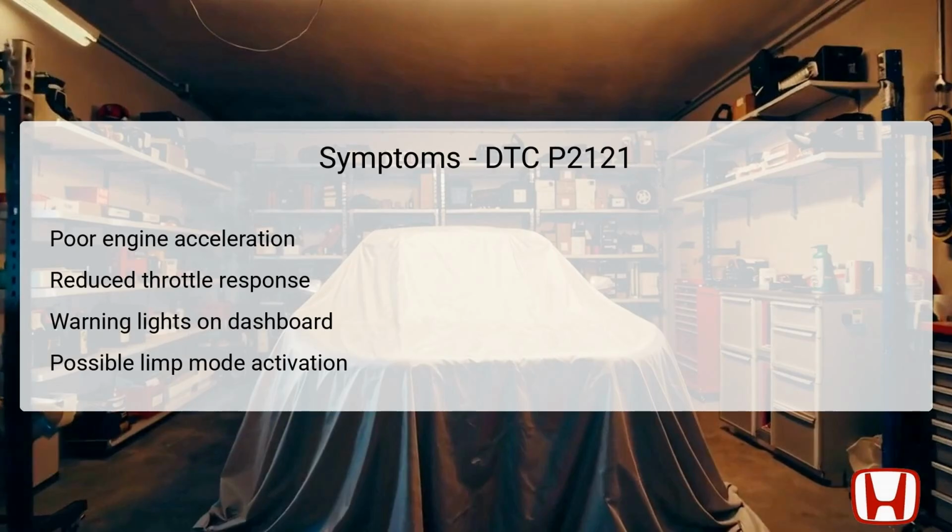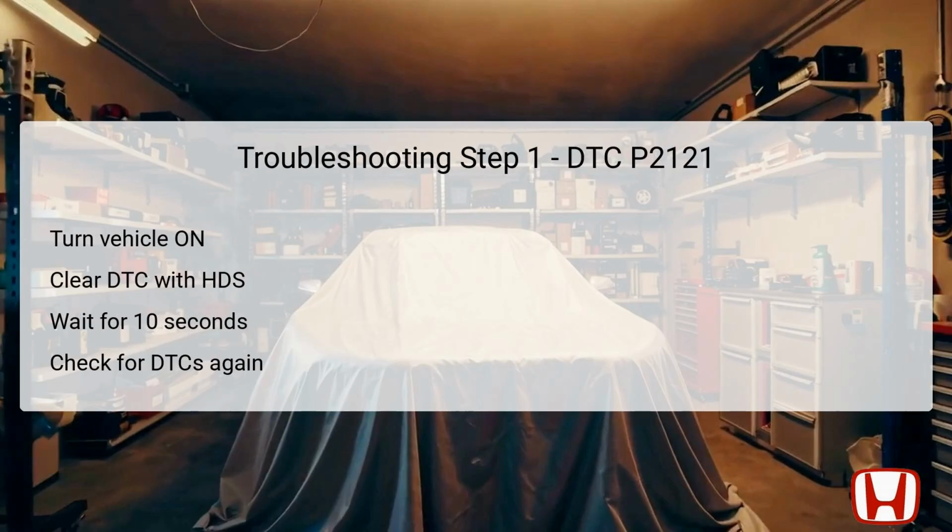The first step in troubleshooting DTC P2121 involves verifying the issue and checking vehicle status. Begin by turning the vehicle to the on mode without starting the engine. Using the Honda Diagnostic System, HDS, clear the DTC to reset the system. After clearing the code, it is crucial to wait for approximately 10 seconds to allow the vehicle's systems to recalibrate.